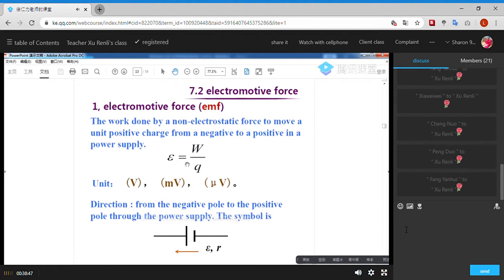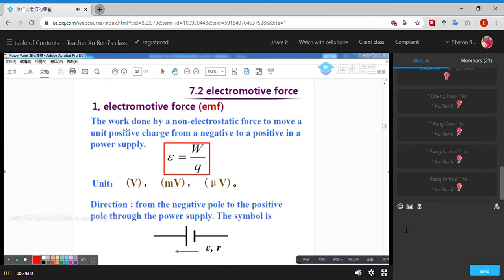And the another notion is EMF, the electromotive force. Electromotive force is defined in this formula. It is the work done by a non-electrostatic force to move a unit positive charge from negative to positive in a battery or in a power plant.